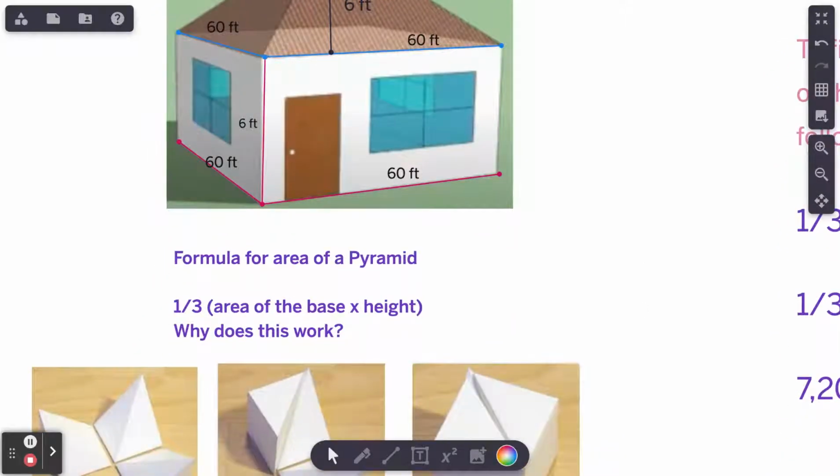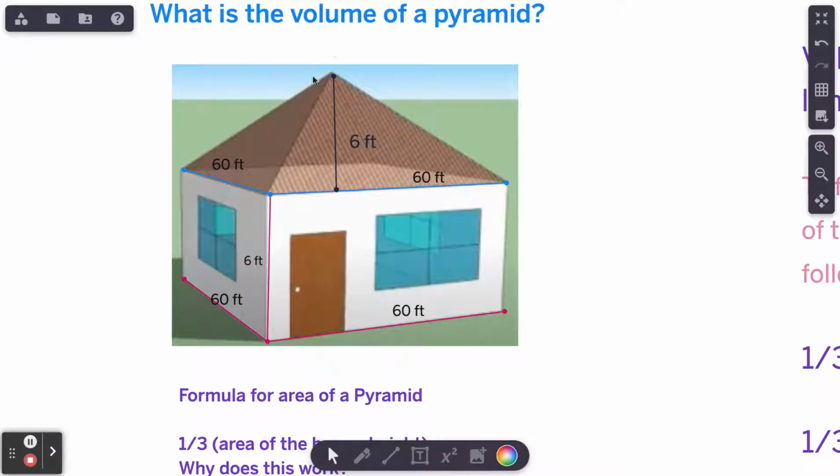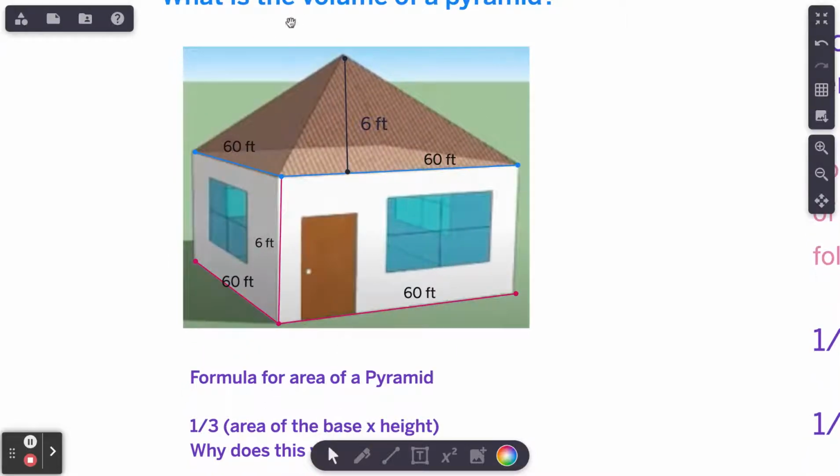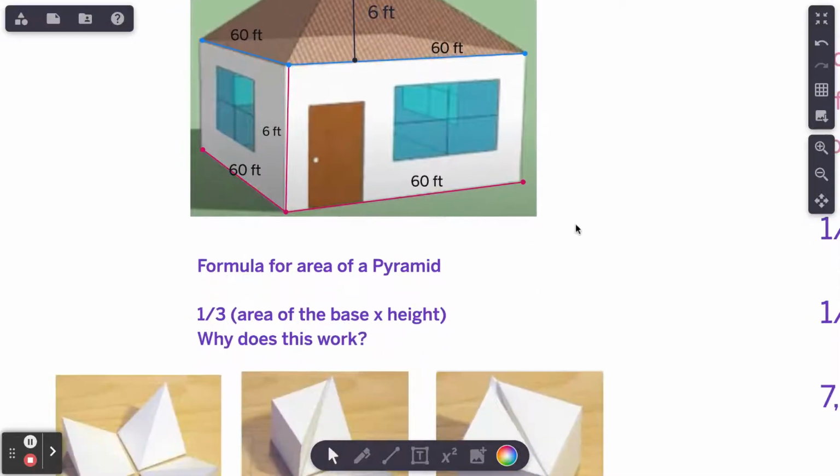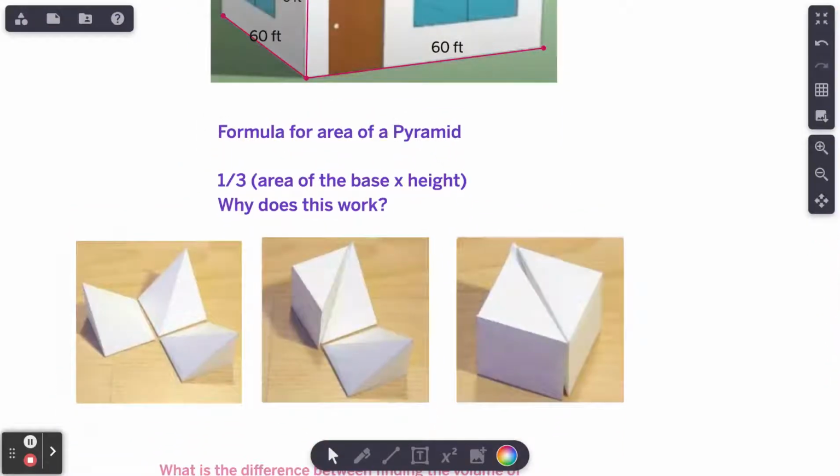So you may know that the formula for the volume of a pyramid is 1/3 the area of the base times the height. And so if we were to try to figure out the volume of our roof, we would just need to do 1/3 times the area of the base. So we would first need to figure out 60 times 60 to figure out the area of our base, times 6 feet, which is the height. But why does this work? So there's a few different examples that we can look at for why this works.